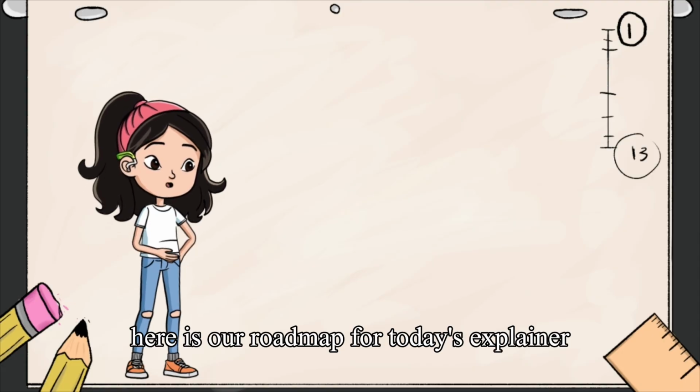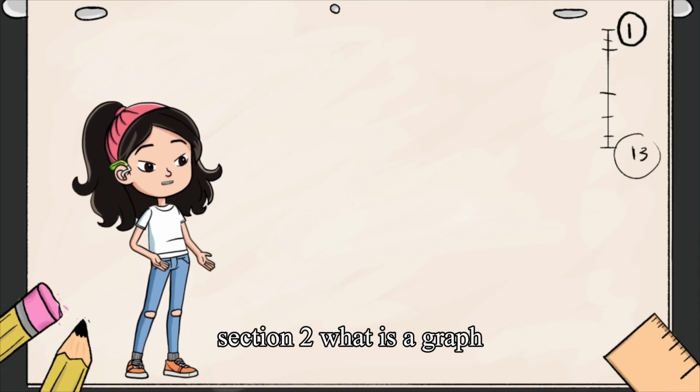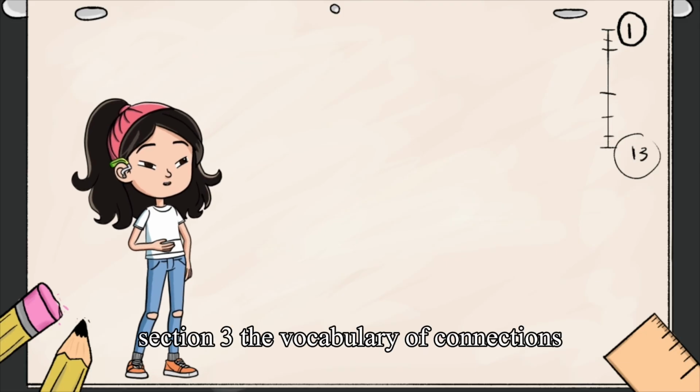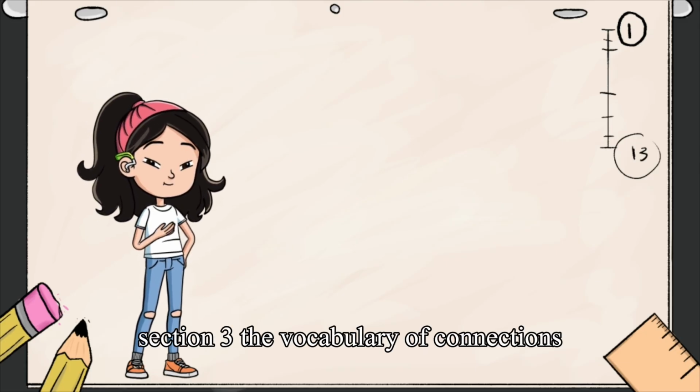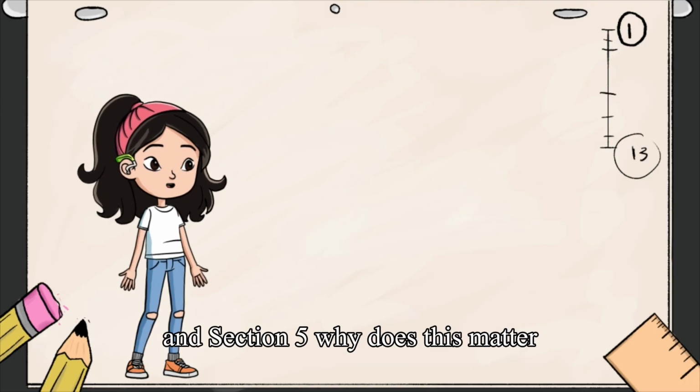Here is our roadmap for today's explainer. Section 1, the invisible math around you. Section 2, what is a graph? Section 3, the vocabulary of connections. Section 4, different types of graphs. And Section 5, why does this matter?